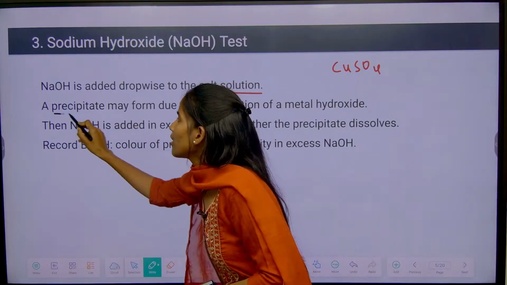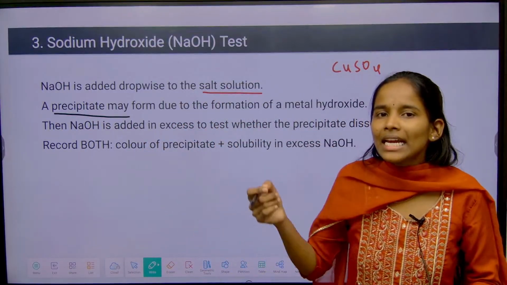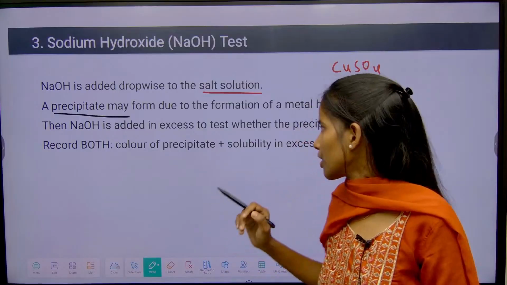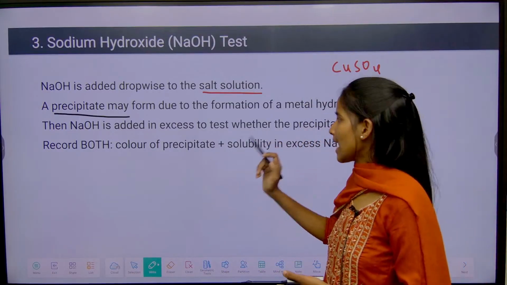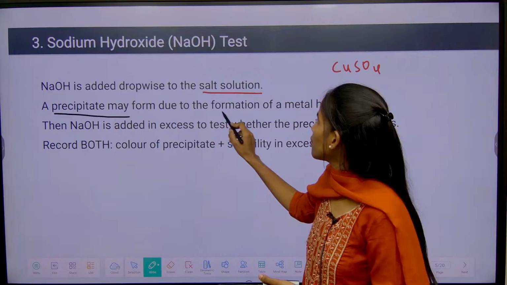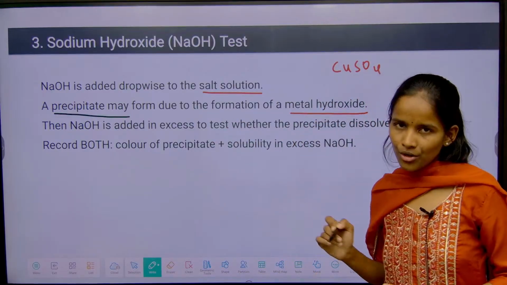Then what do we have to check? We have to check whether any precipitate is formed or not, any solid is formed or not in that reaction. A precipitate may be formed due to the formation of metal hydroxide.